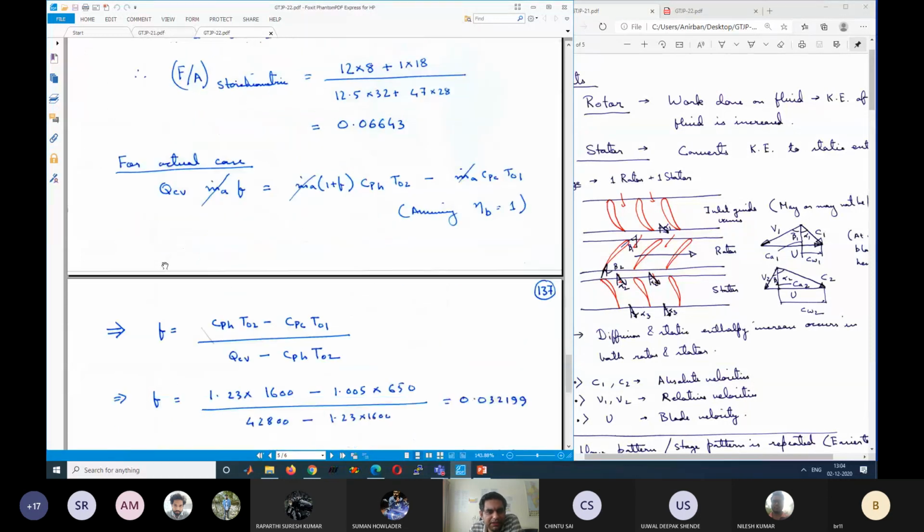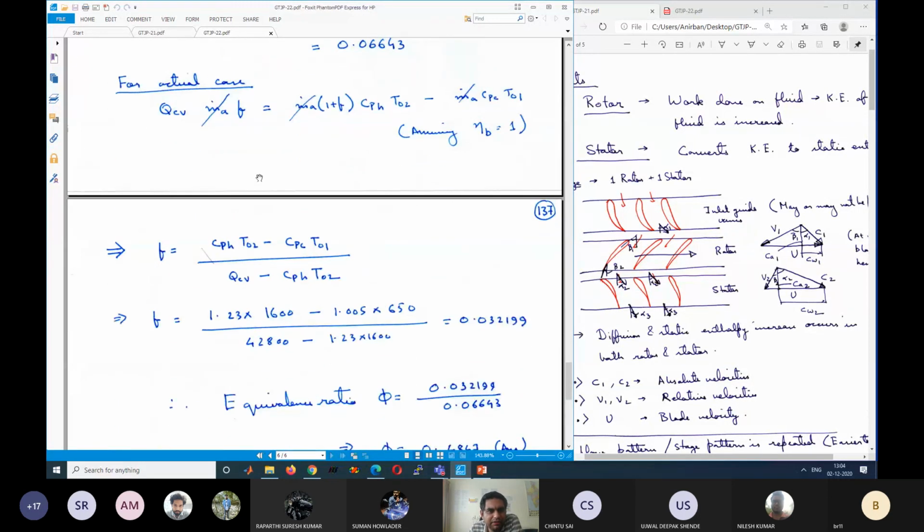For the actual case, we know how to derive it. By energy balance, I am not going through the details, the fuel air ratio can be written as CPH T02, the outlet temperature, minus CPC T01, the inlet temperature, divided by eta B, the combustion efficiency, which is not given and I am assuming to be 1, into QCV minus CPH T02. This you have done multiple times, also before the exam.